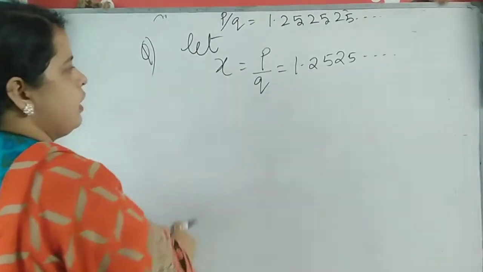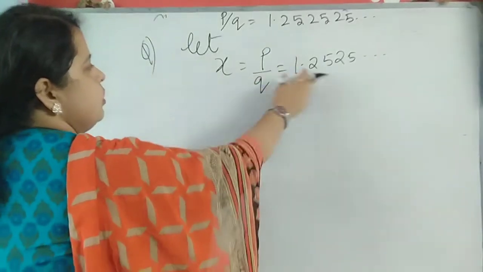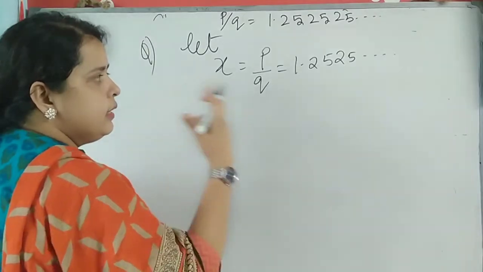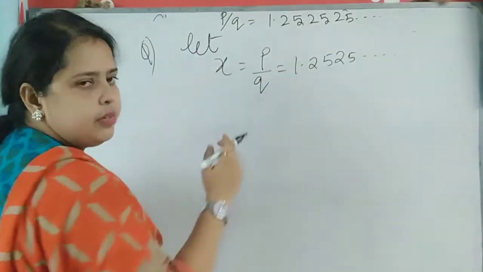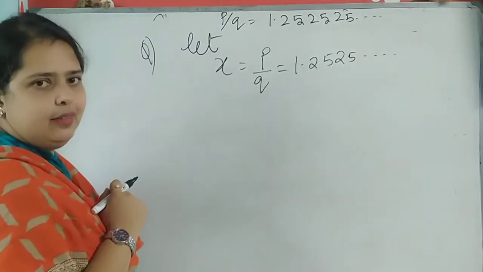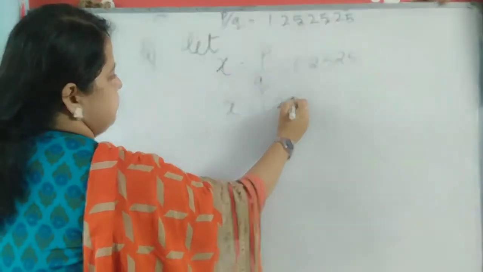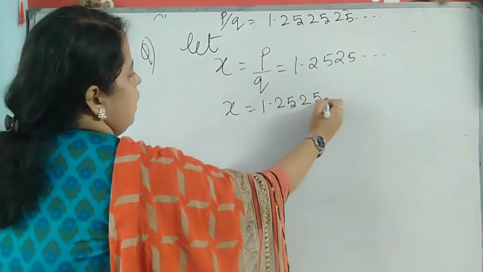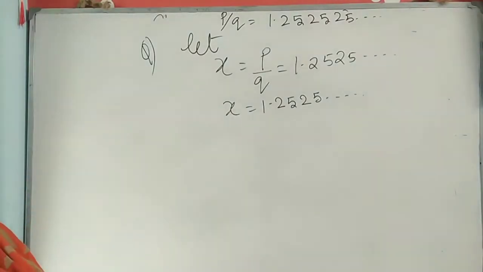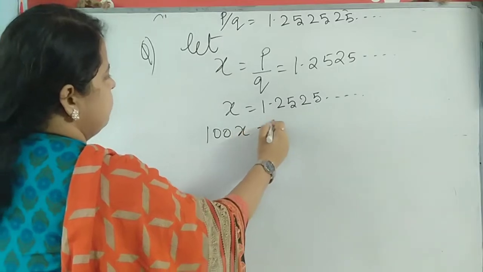Understood? So for getting the p by q form, what do you do? You try to eliminate the recurring part which is coming after the decimal. For that, let us see what I can even do with this one. See, x is this. How to eliminate? What should be multiplied to eliminate it? Let us multiply 100 on both sides.